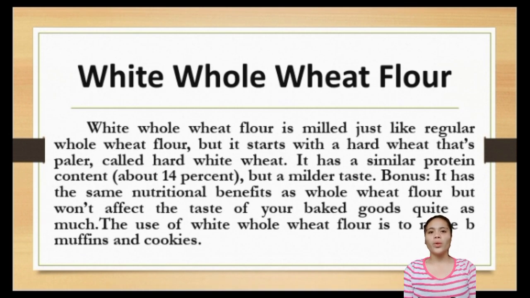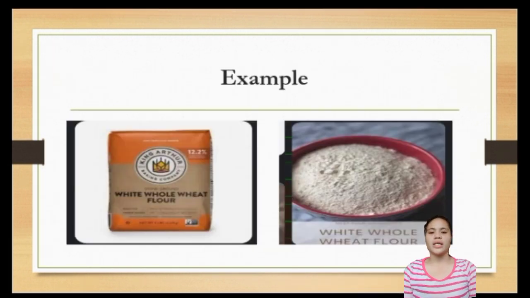White whole wheat flour. White whole wheat flour is made just like regular whole wheat flour, but it starts with a paler hard wheat called hard white wheat. It has a similar protein content, about 14%, but a milder taste. Bonus, it has the same nutritional benefits as whole wheat flour but won't affect the taste of your baked goods quite as much. It is used to make muffins and cookies.